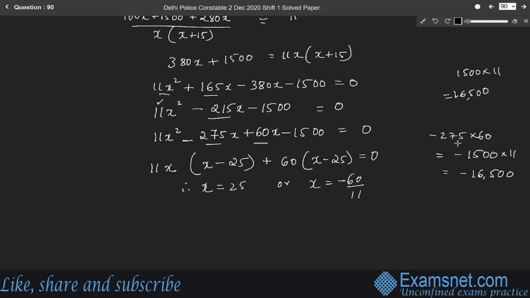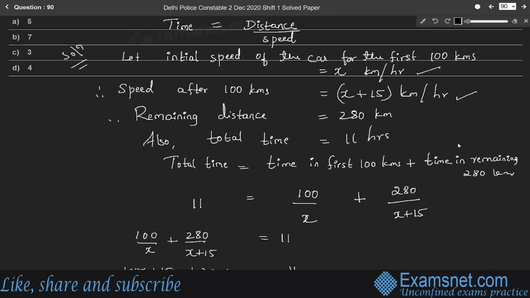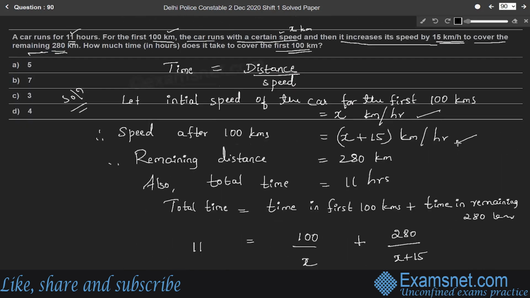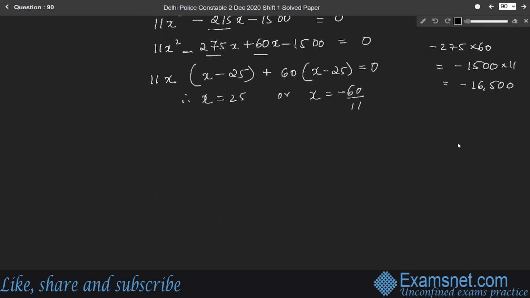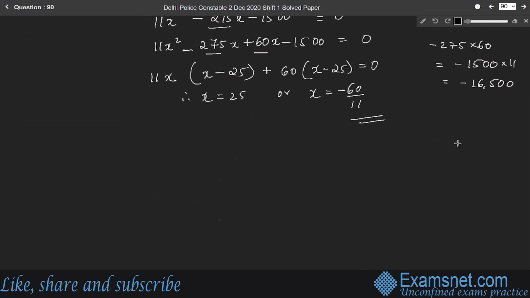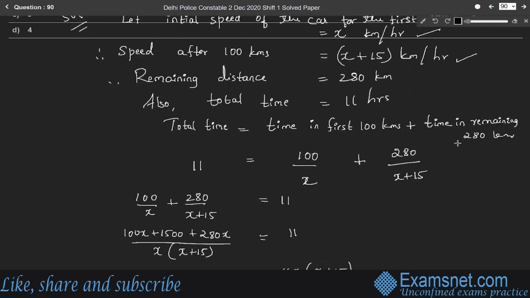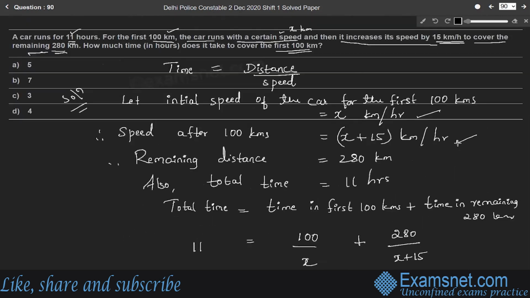So what is the x here? The initial speed, which we have assumed here. Let the initial speed of the car be x kilometer per hour. But x cannot be negative. Speed cannot be negative here. Therefore, x is equal to 25, because speed cannot be negative, right? Therefore, what is asked in the question? Required time to cover 100 kilometers of distance, right?